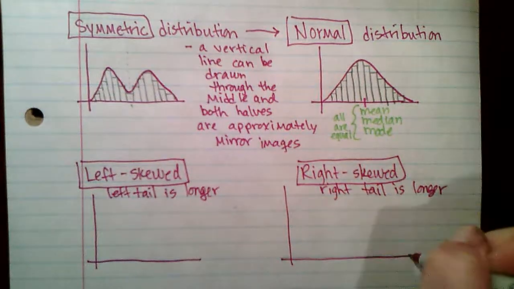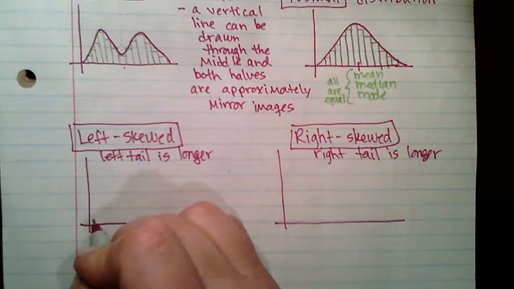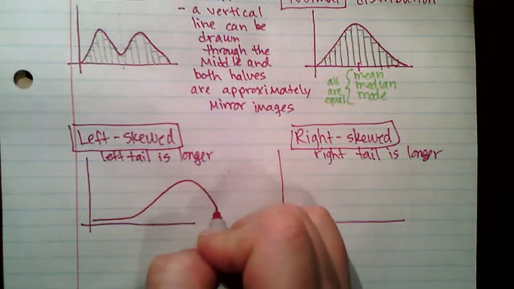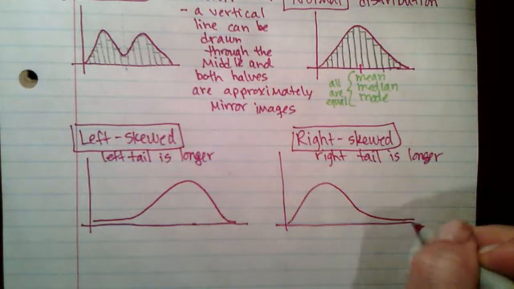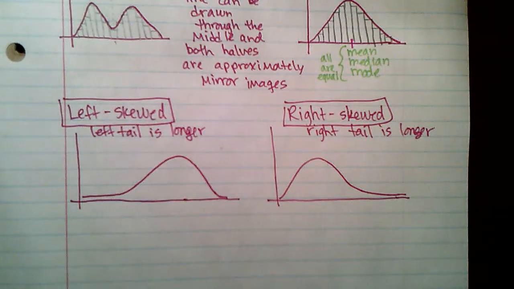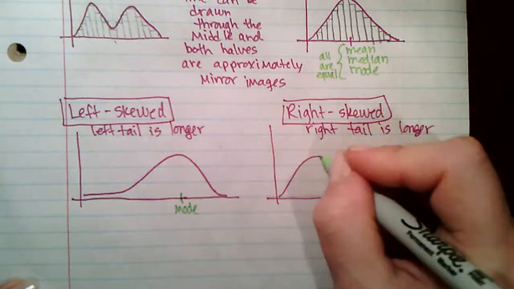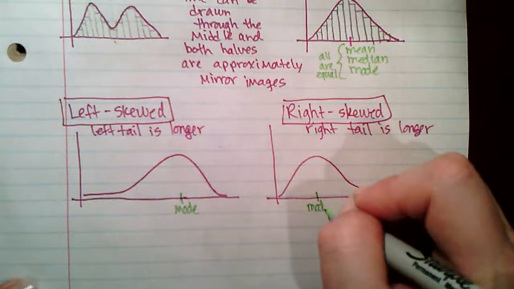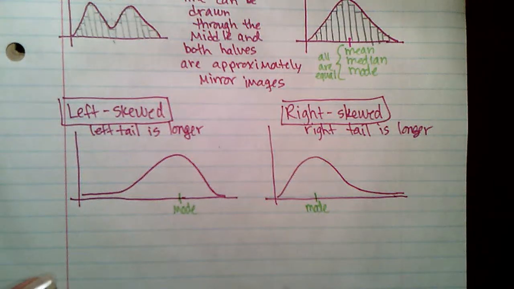Okay. So we'll talk about how that affects our mean, median, and mode after we draw these. So it's like that distribution, but it's got a longer tail to the left. And then this one is like with a longer tail to the right. So the median for, well, let's label the mode because that's the easiest one. Mode is the highest point because that will be the highest frequency. And then the mean and the median fall differently depending on if it is left skewed or right skewed.